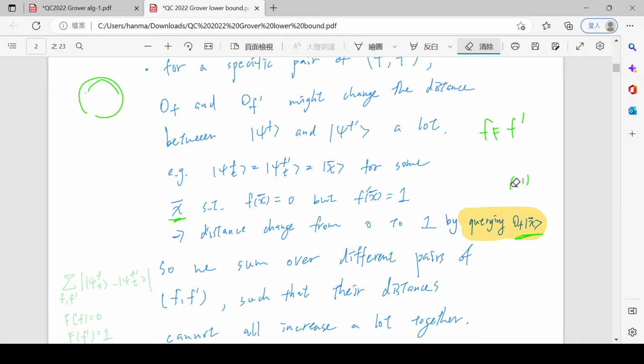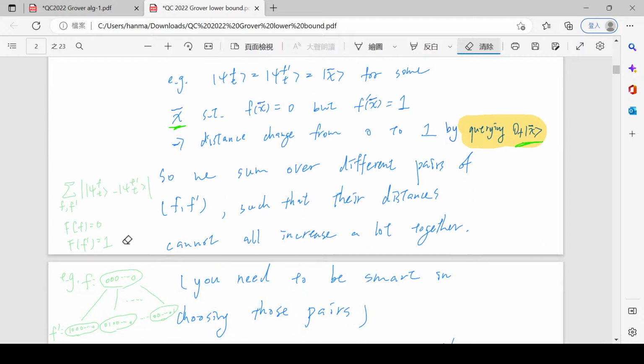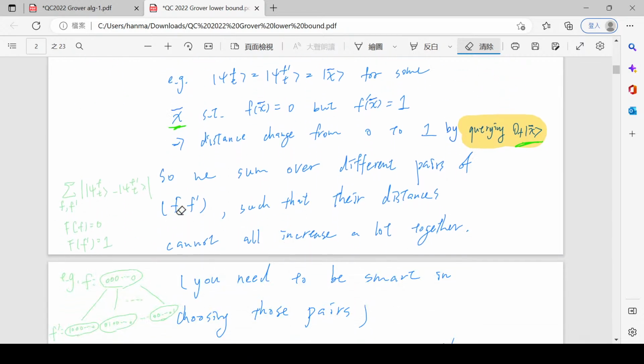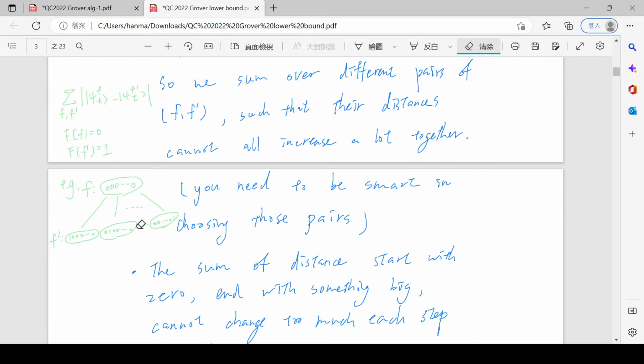I guess we are out of time, so we'll see how we do that next class. But a little spoiler: we do that by considering many pairs at once, so all those different f prime. Okay, we're out of time, so see you on Thursday.